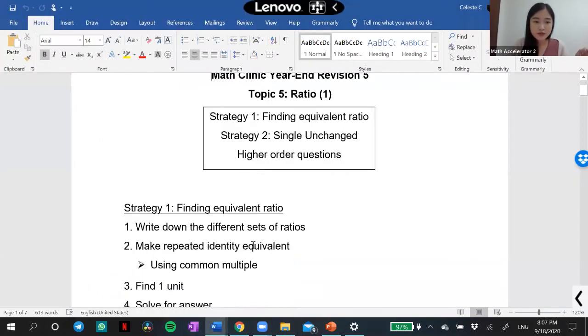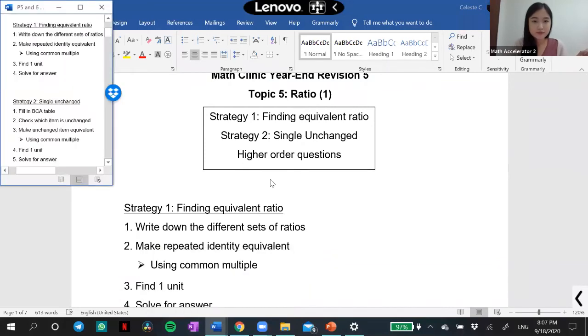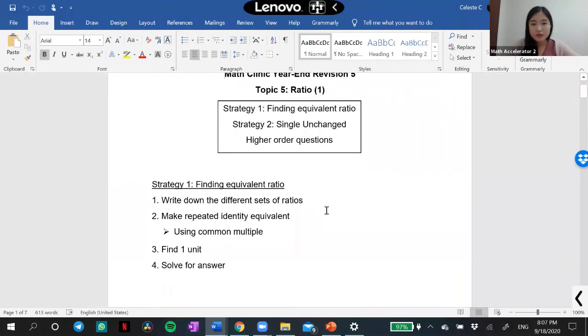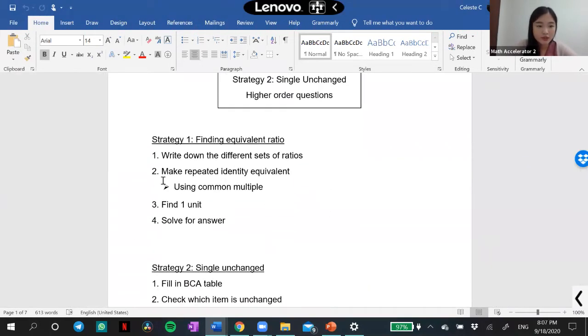Okay, so let's get into the questions. For today's lesson 5, we're doing ratio. Let's look at the first strategy here.